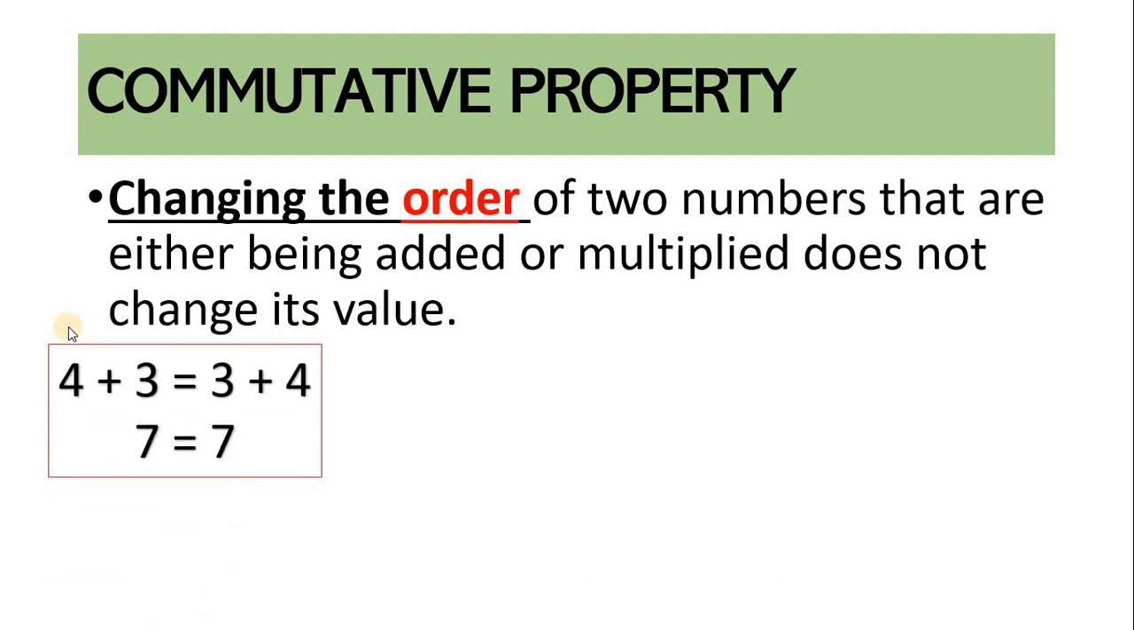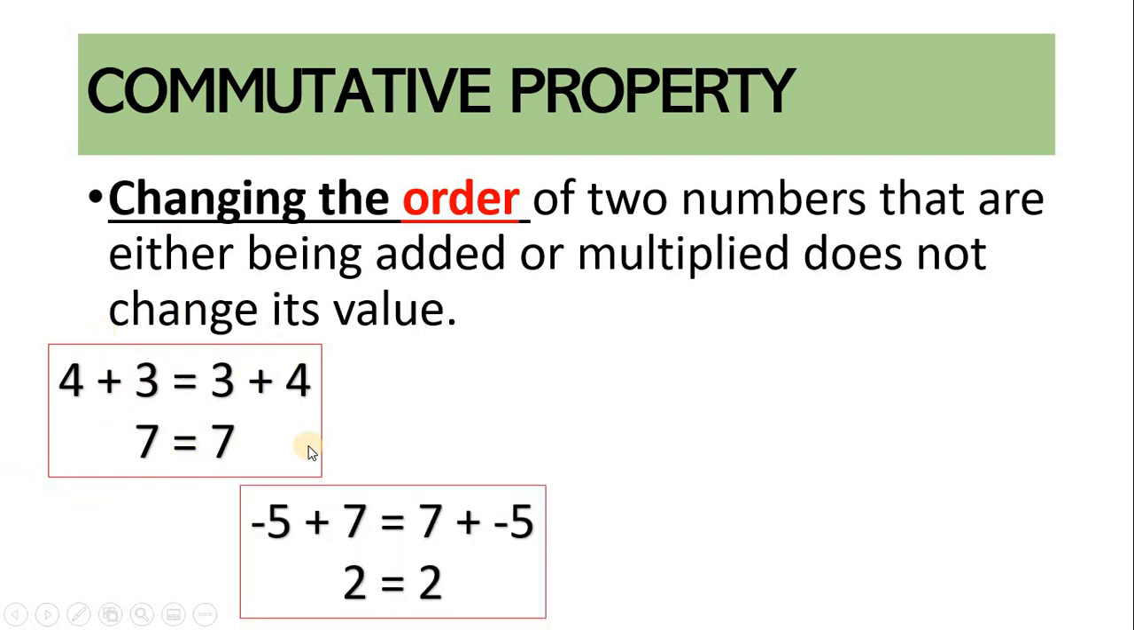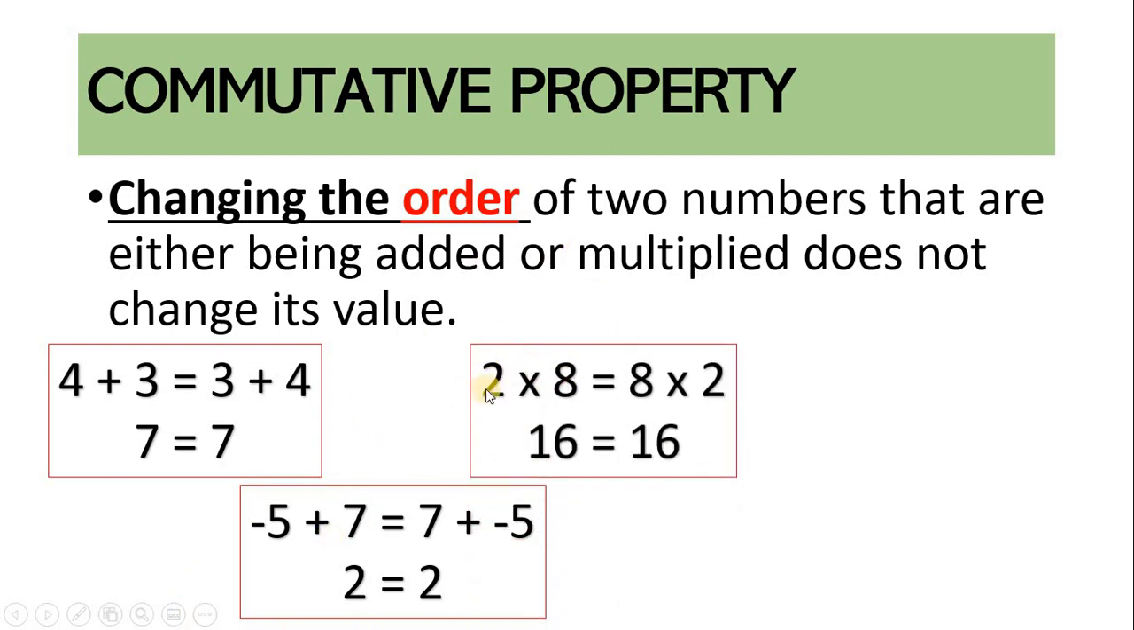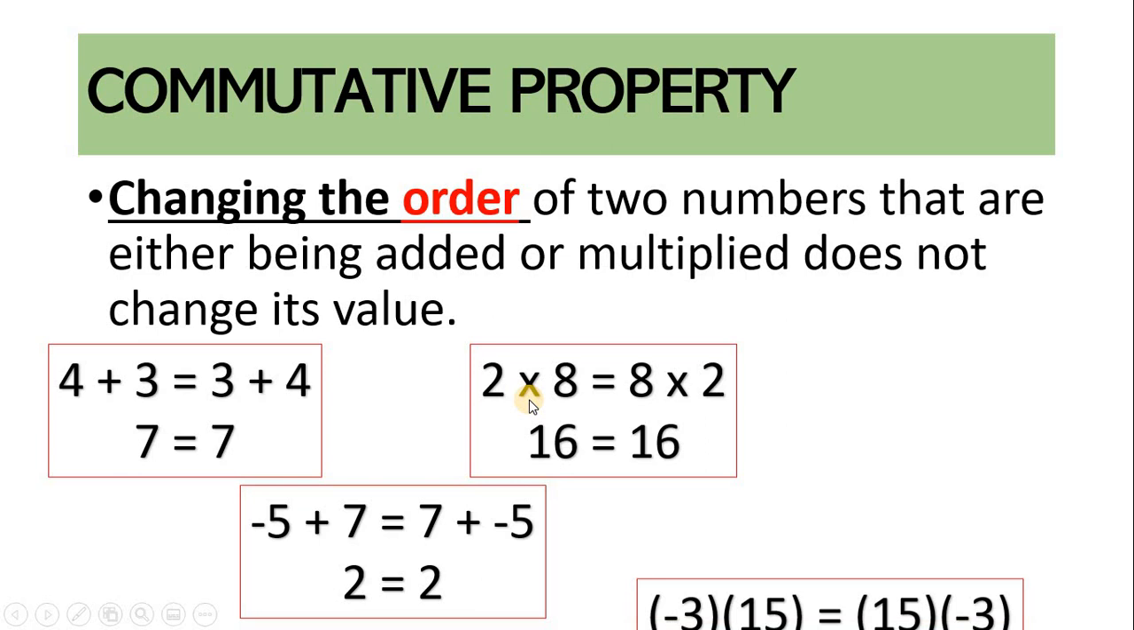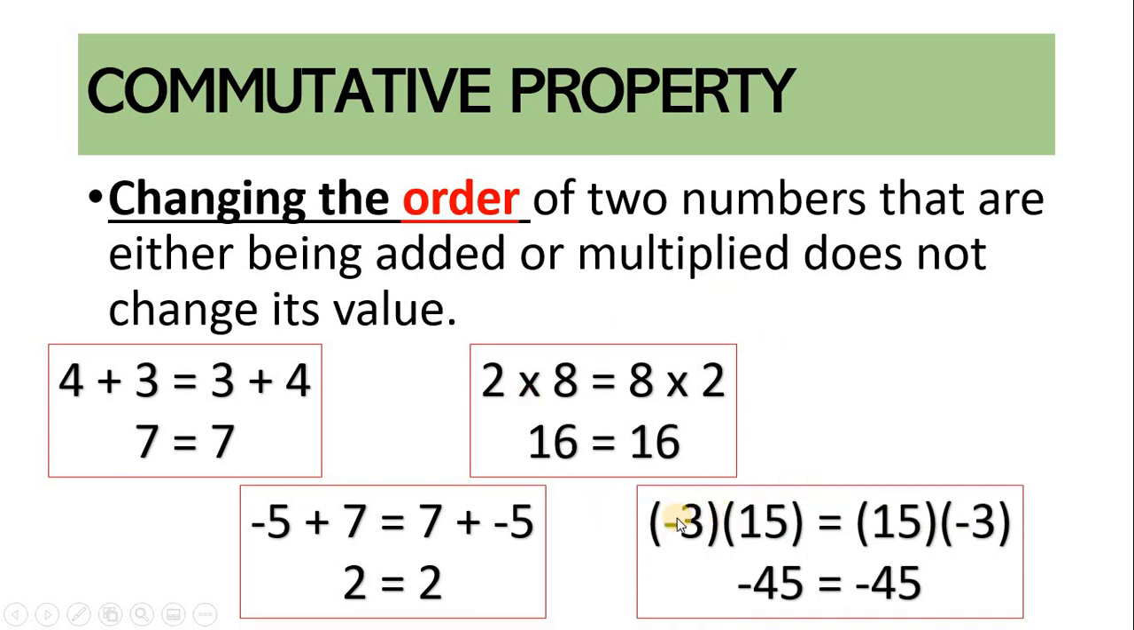For example, 4 plus 3 is just equal to 3 plus 4. The sum is still 7. Diba? Parehas sila na ang sagot ay 7 din. Another, negative 5 plus 7 is just equal to 7 plus negative 5. The sum is equal to 2. For multiplication, 2 times 8 is equal to 8 times 2. The product is 16. Another example, negative 3 times positive 15 is just equal to 15 times negative 3. The product is negative 45.